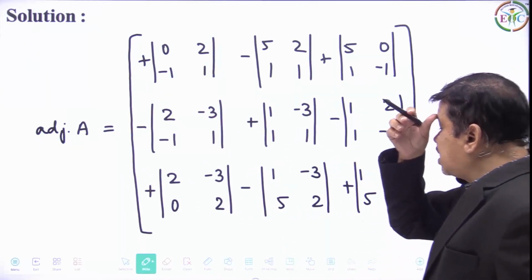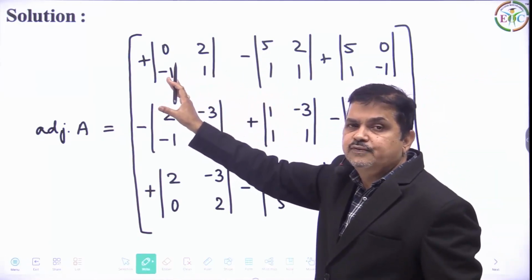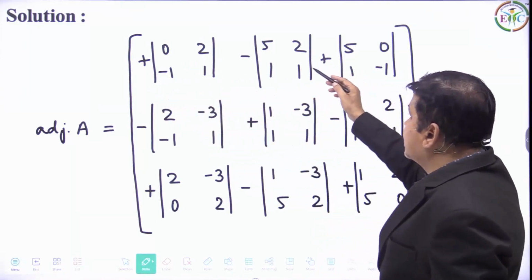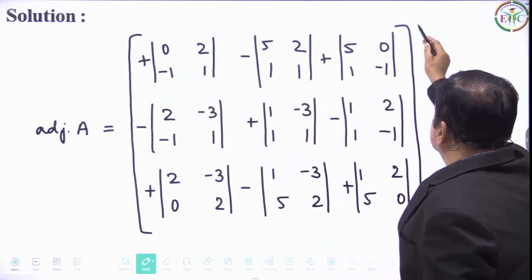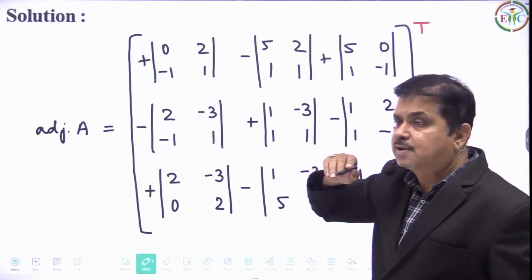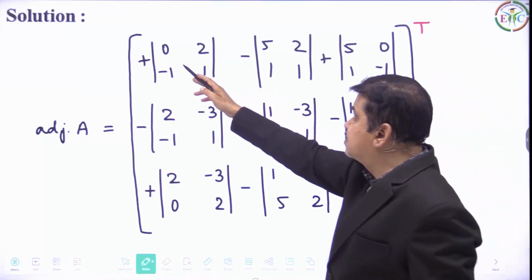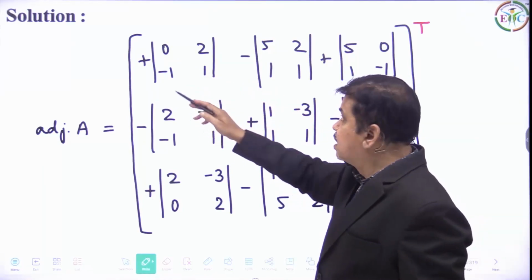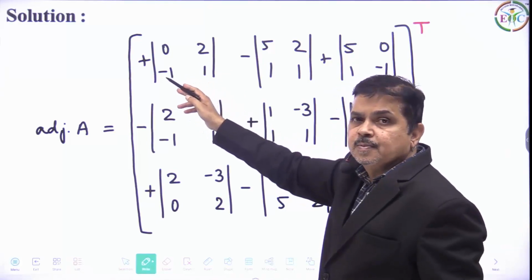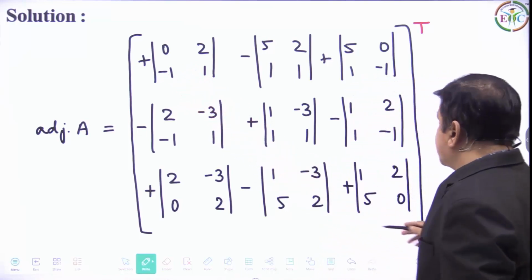So now we can evaluate the values of each of these determinants, which will be the cofactors, and then you can find out the transpose of this, so that will be the adjoint of A. So therefore now evaluating each of the determinants, we have 0 into 1 is 0 and minus 1 into 2, so minus 1 into 2 and minus of that, so that will be equal to plus 2.